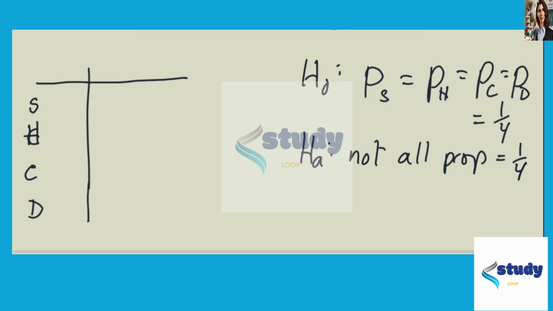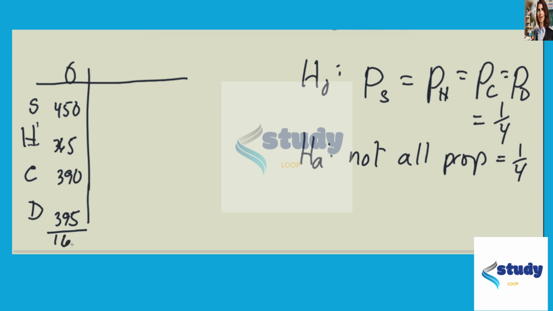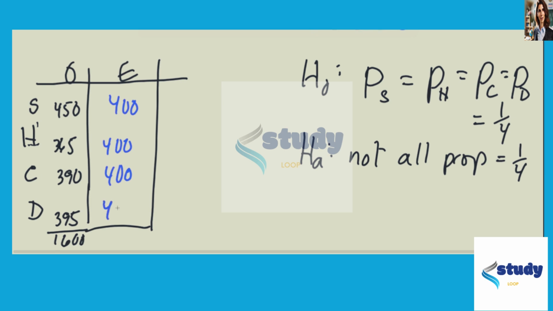And just to be on the safe side, we have spades, hearts, clubs, diamonds. And we have our observed values given to you as 450 and 365. So this is quite a large sample size, 390 and 395. And so we have 1,600 cards. Therefore, the expected value for each of these should end up being 400. And so we know we're not going to get exactly 400.